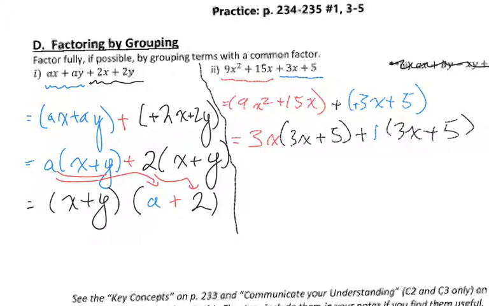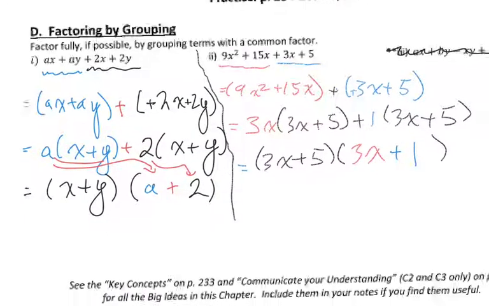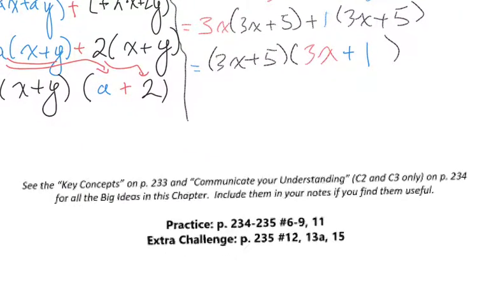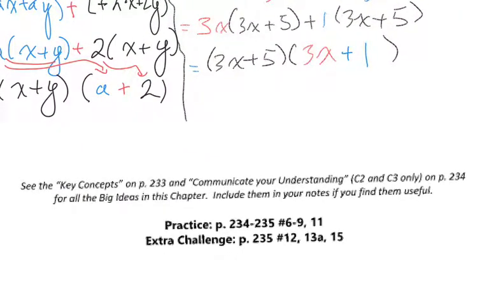So the common factor that we have now is going to be 3x plus 5. We're going to put that out front. And then we put in the second bracket the results of what's left over. So we have 3x plus 1. And we're done.